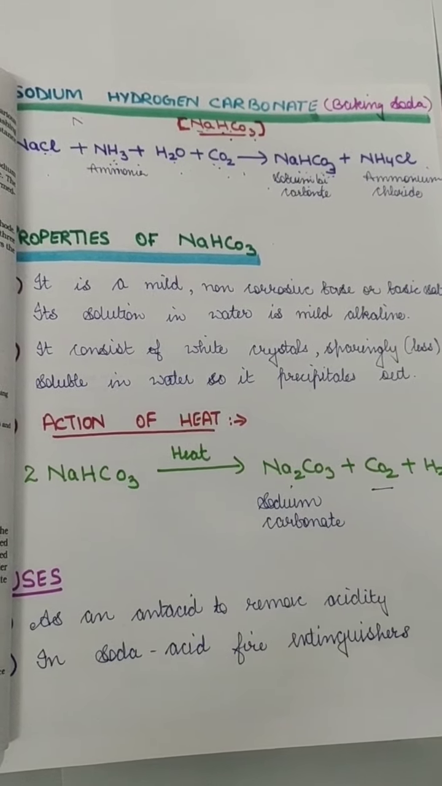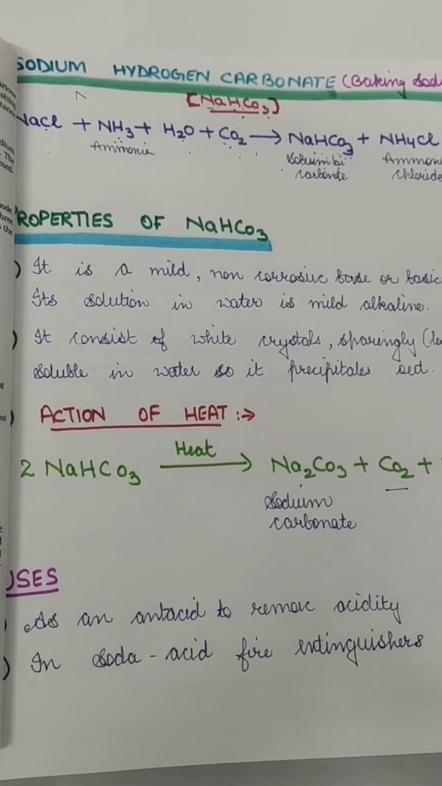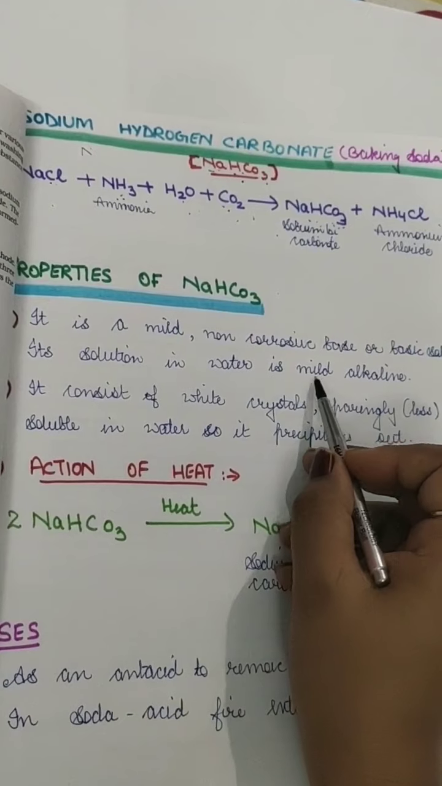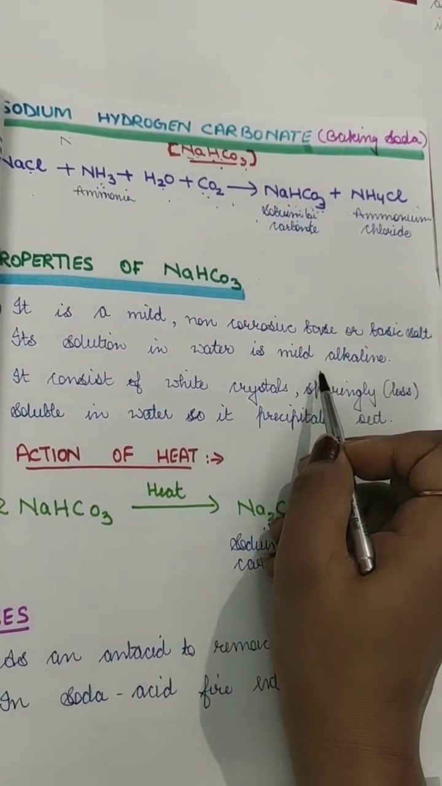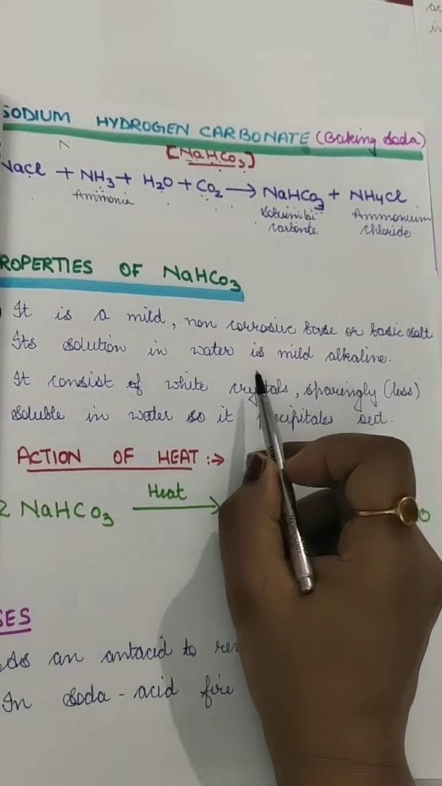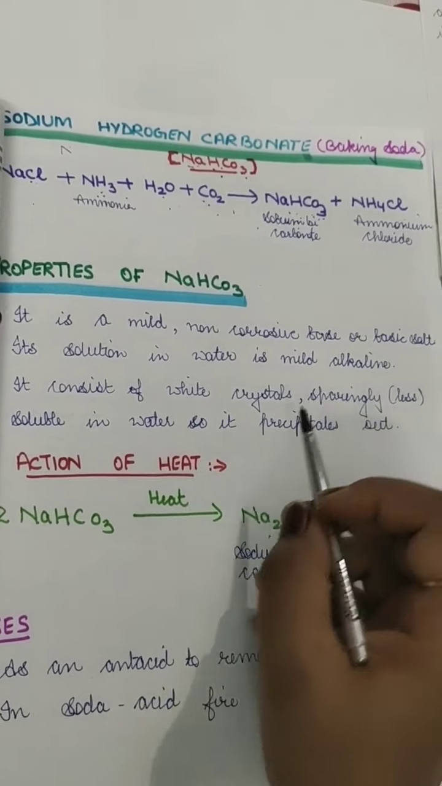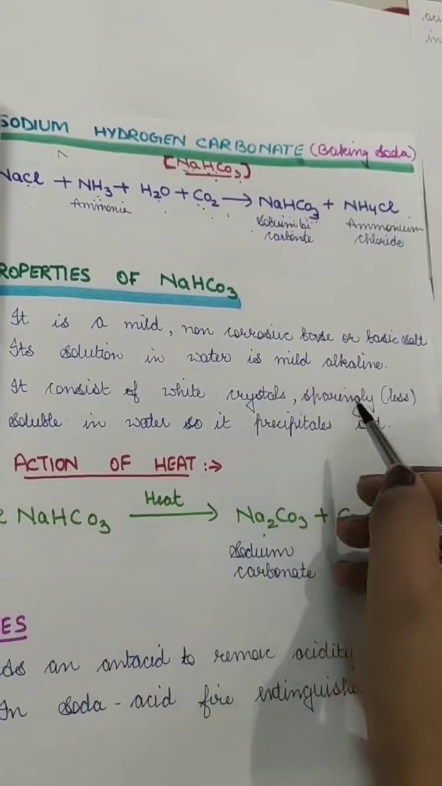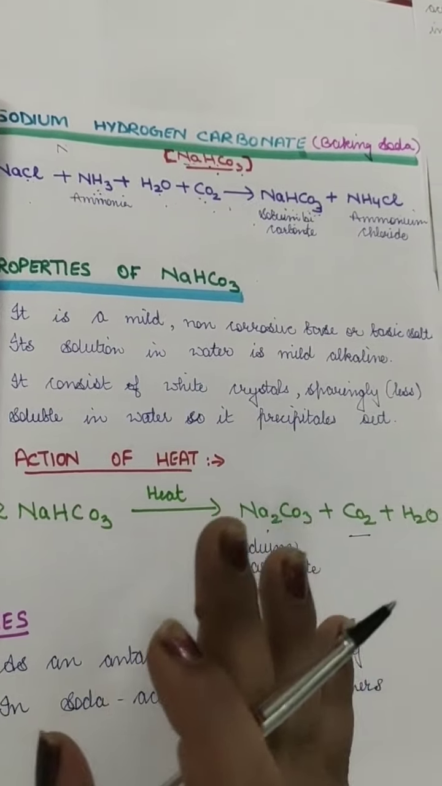between 8 to 9, or close to 9.4, approximately 8 to 9. It is a very mild alkaline. It is not at all caustic in nature, and it is in the form of white crystals. They do not dissolve properly in water. So these are the properties.